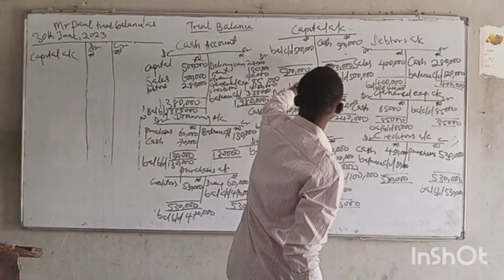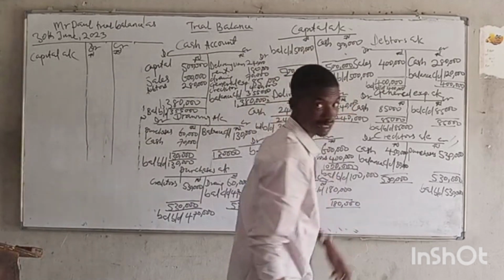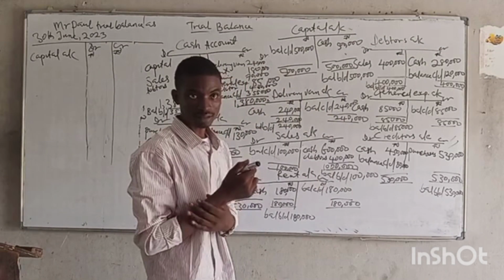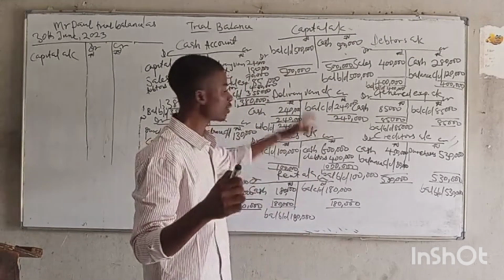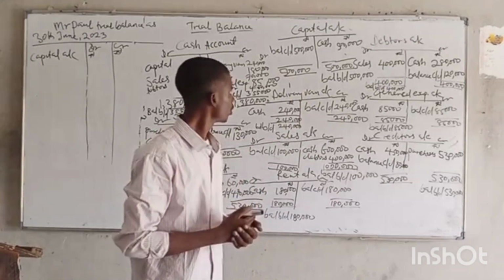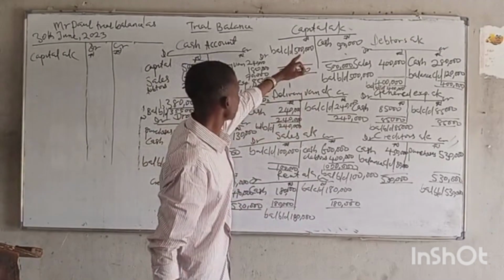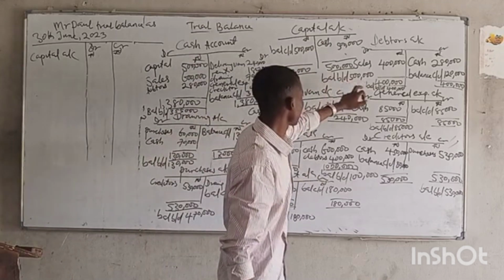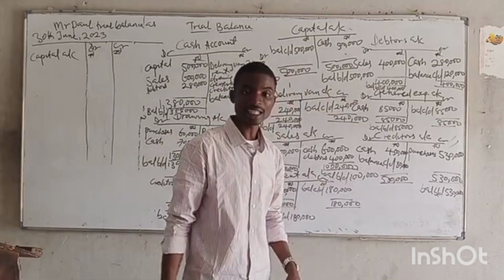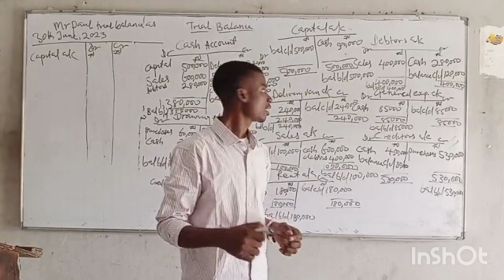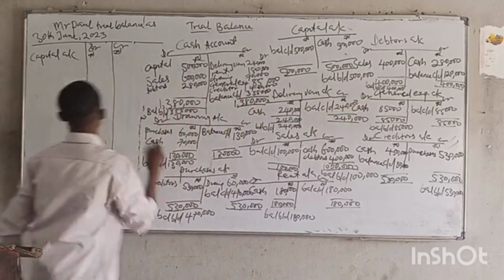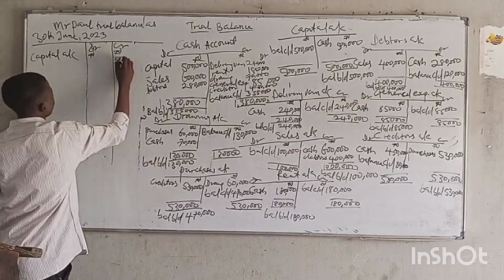The balance brought down is 500,000, because the side on which an account has its balance brought down is the side of the account that it has its balance. So capital always has a credit balance, and it has its balance brought down at the credit side, showing that it has a credit balance. So the amount is 500,000.